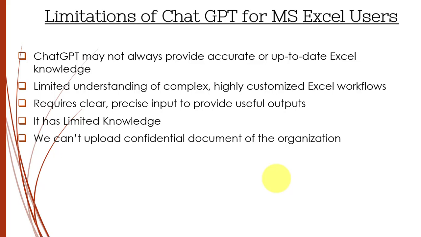The fourth one is that it has limited knowledge. It means that Chat GPT does not have up-to-date knowledge. So it has limited knowledge, and based on that limited knowledge, it will provide the answer for you. That is the fourth disadvantage. All right, the final and fifth disadvantage is that we can't upload confidential documents of the organization. It means that we can't upload confidential documents into Chat GPT because this is a third party. So that is the fifth disadvantage of Chat GPT for Microsoft Excel users.